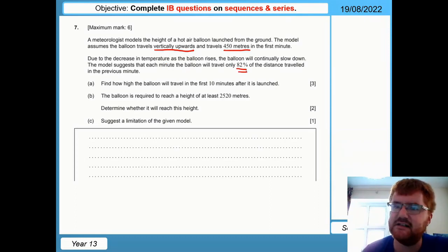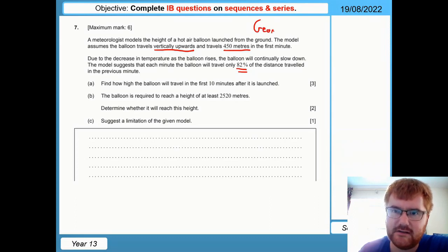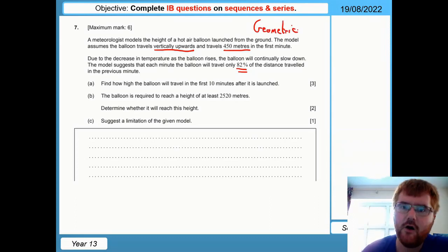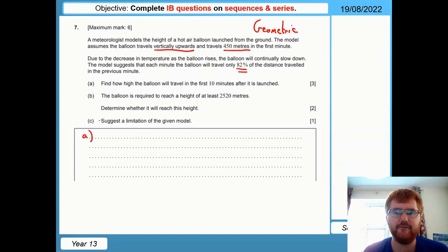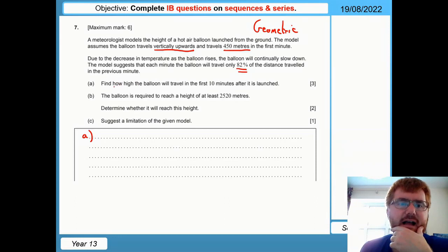Again, as soon as I see a percentage, I'm thinking geometric. That's how you need to think in the exam, of the distance travelled in the previous minute. So, part A, find how high the balloon will travel in the first 10 minutes after it is launched. Okay, now this is a slightly different question here because we want how high.